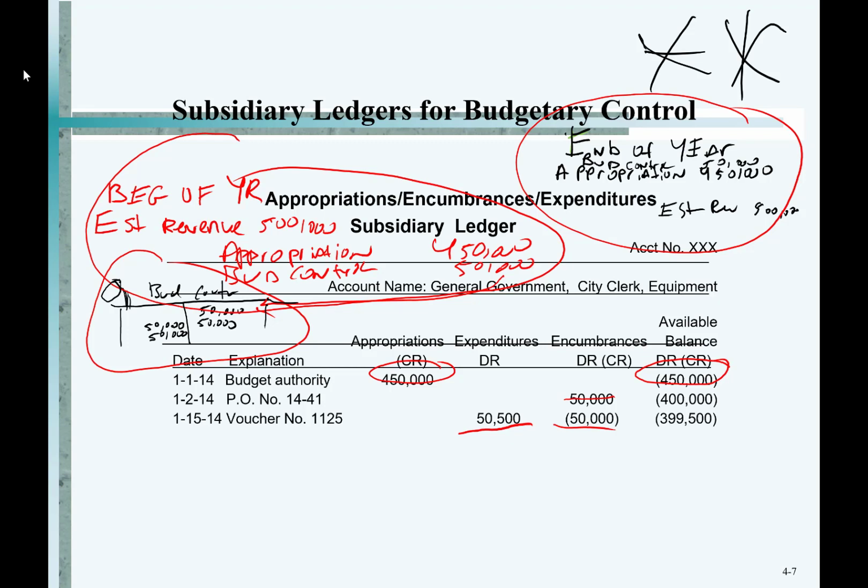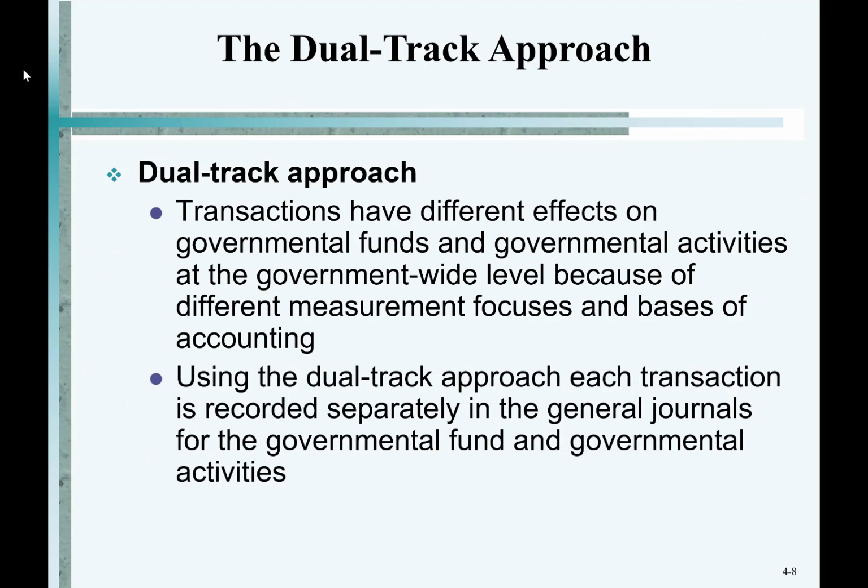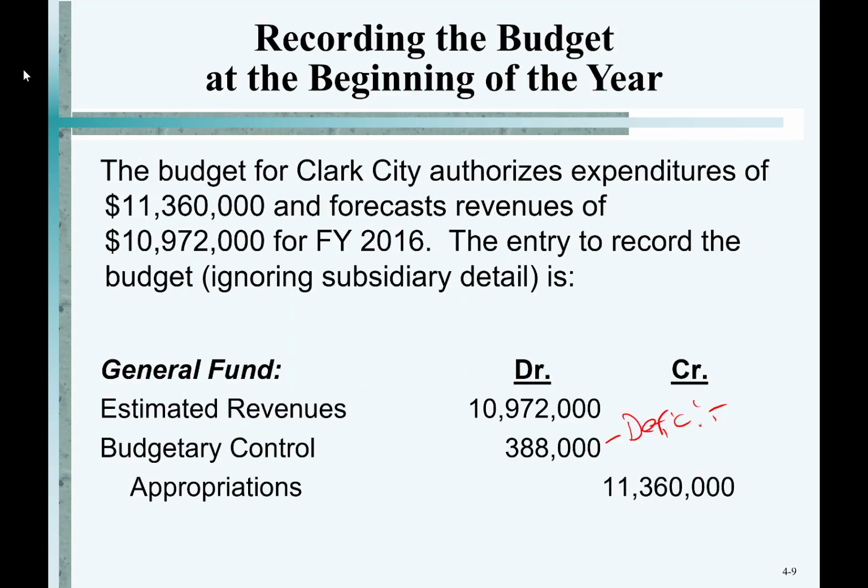Okay? Okay, good. Now you come over and here's that dual track thing again. Everything gets recorded at the budgetary level, and then what? We convert, consolidate up to the government-wide level. Okay. So let's look again at some of these journal entries.